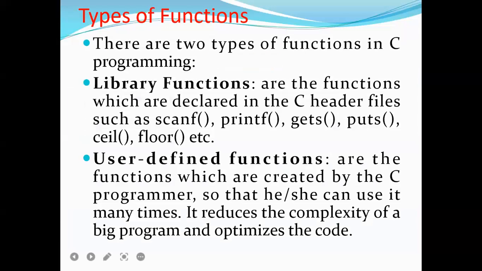I have already told you about the types of functions. There are two types of functions in programming. One is called the library function. Second is called the user-defined function. What is the difference between them? How do we define a user-defined function? What is meant by library functions? They are already predefined in the header file. Just we need to invoke them for our operation.